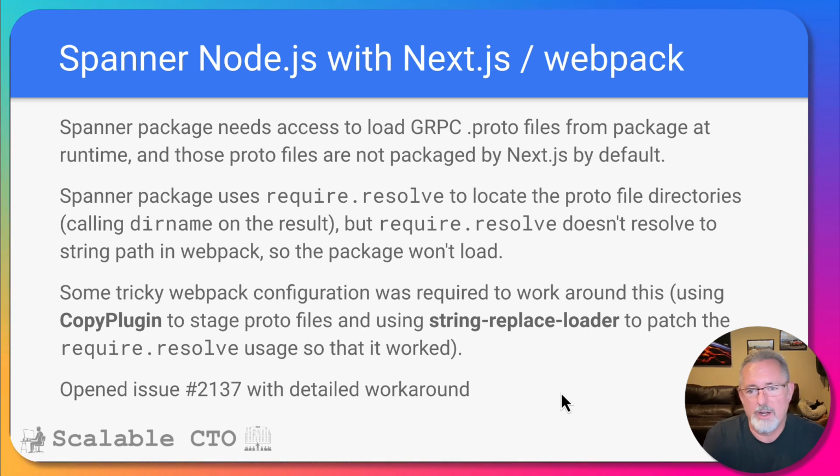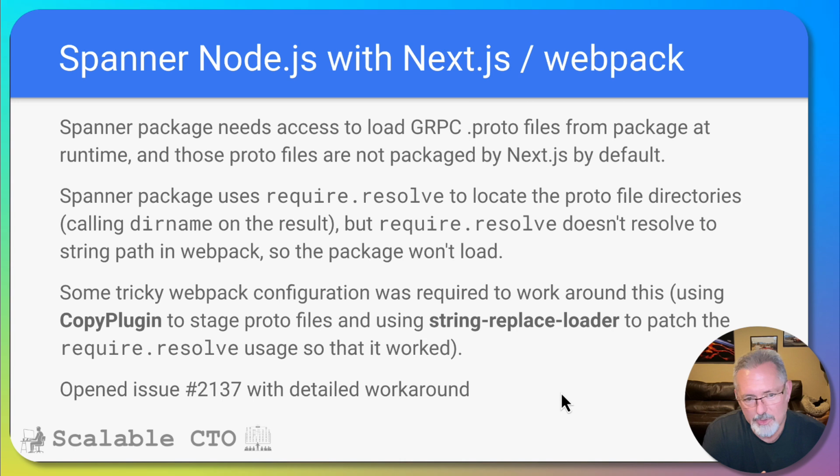But the gRPC requires proto files to be loaded from the npm module at runtime, and that's not something that the Webpack environments necessarily know about. So those modules aren't available to it. So you have to do a little bit of work to stage them properly. And then Spanner has a particular oddity where it uses this require.resolve to locate the proto file directories, which fails in a Webpack environment in a way that there's not really a workaround for. So I came up with a workaround to both of those.